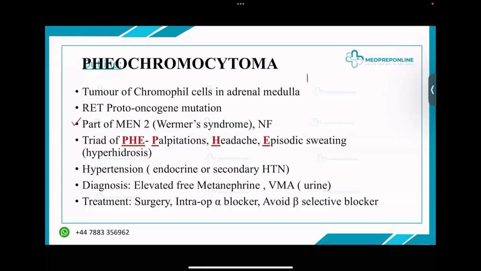Now, there is a rule of 10 of pheochromocytoma. Does anyone remember this? Anyone can type also in the chat box. Rule of 10.